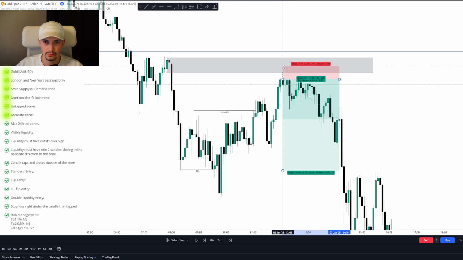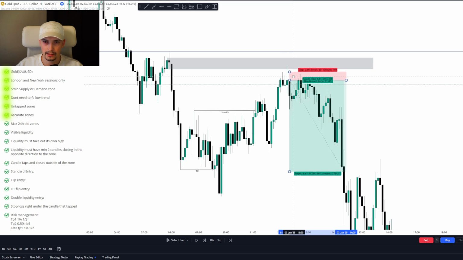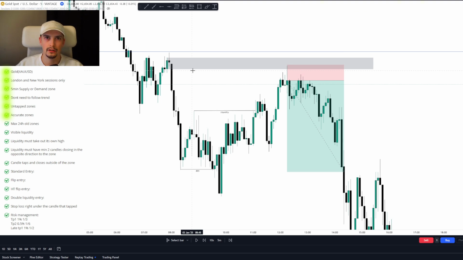So imagine if you enter here because you think this is a valid zone, but it's not, because then you get stopped out, because the smart money, they are targeting this zone. This is where they are entering their sells. So here you get faked out, and here is the real entry. This happens a lot, so you need to be sure that your zones are accurate.